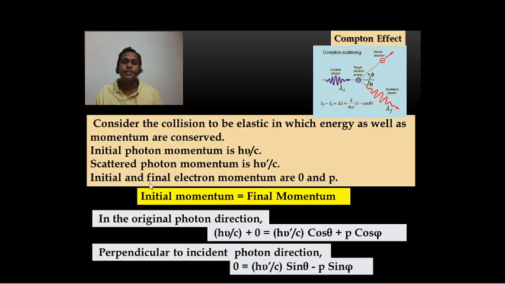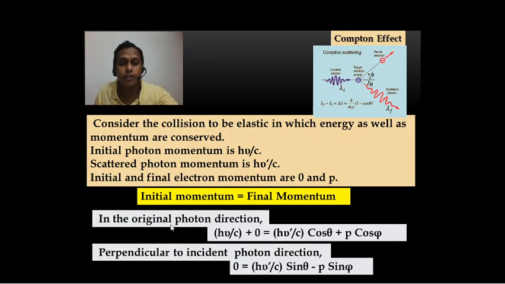Initial and final electron momentums are zero in this frame of reference, because initially the electrons are at rest. Suppose the frame of reference is associated with the electron. So initially the electron is at rest and its momentum is zero. After scattering, after collision, its momentum is denoted as p.